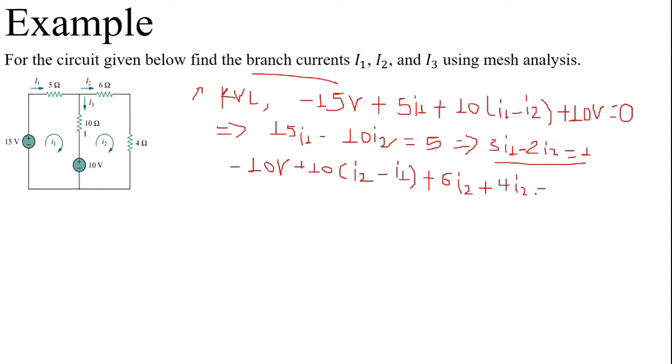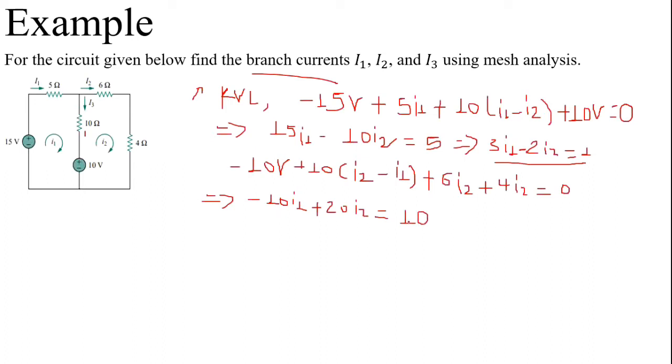So this is KVL for what? The second loop. So we can just simplify this equation: 10 times I2, which is 10 I2 plus 6, 16, plus 4 is 20, yes? So this can be written as minus 10 I1 plus 20 I2 equal with 10. Okay, so we can further simplify this equation just by dividing by 10 both sides.